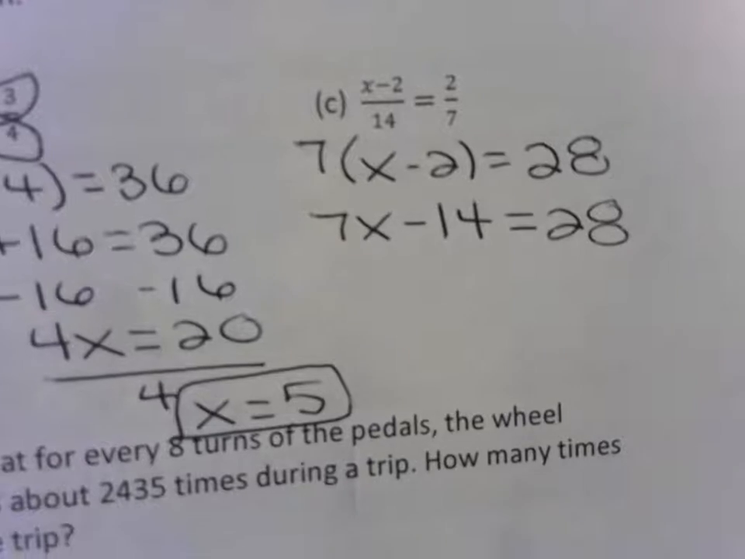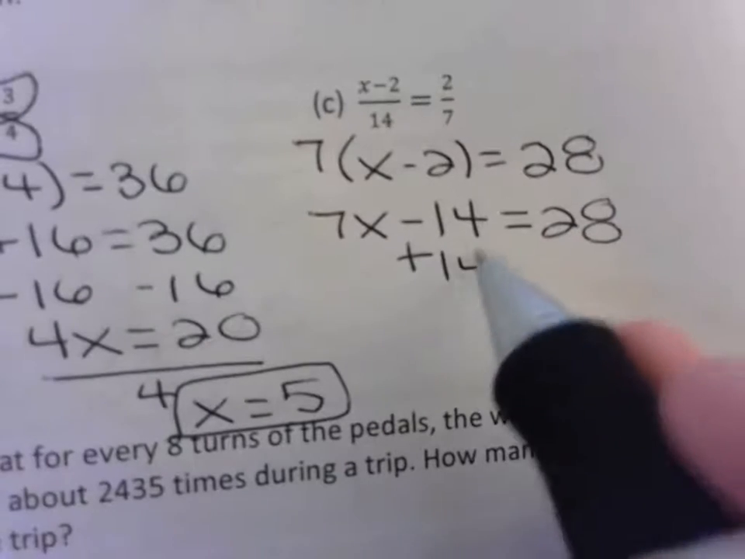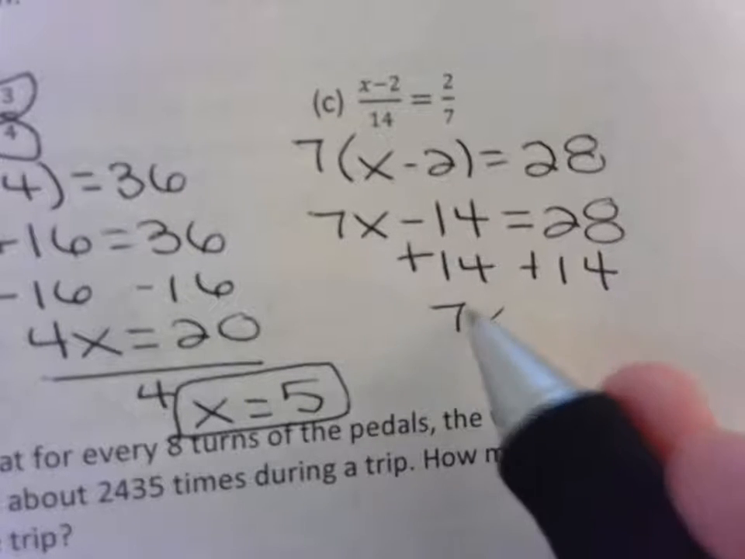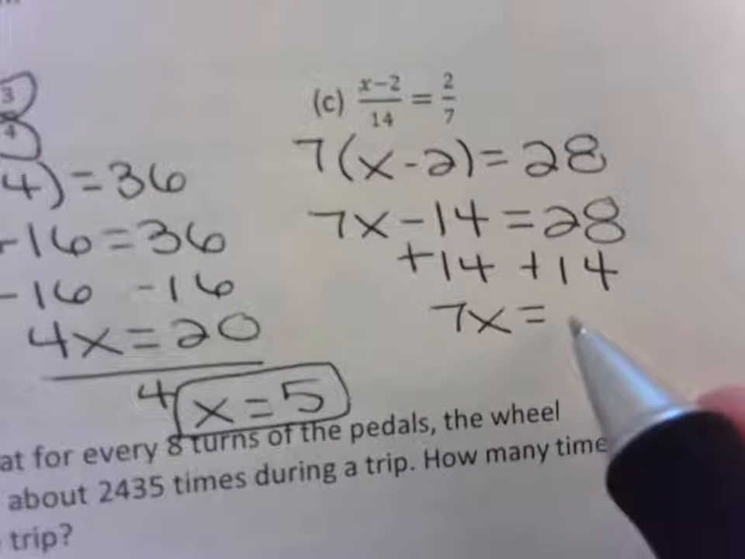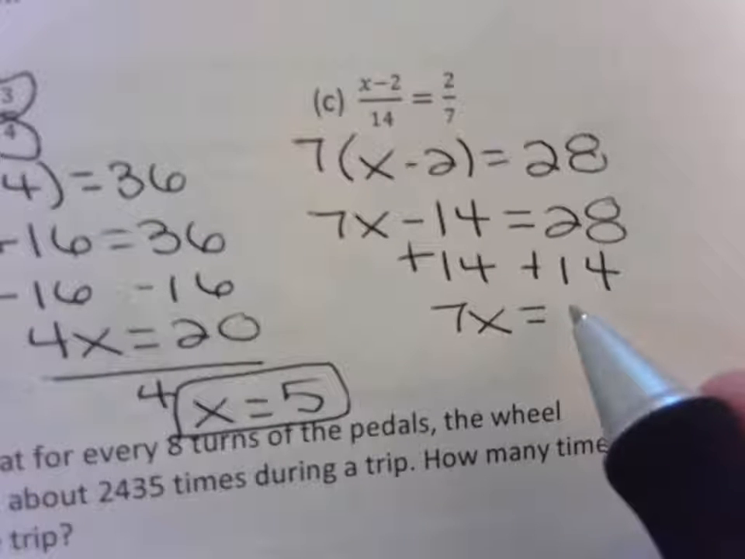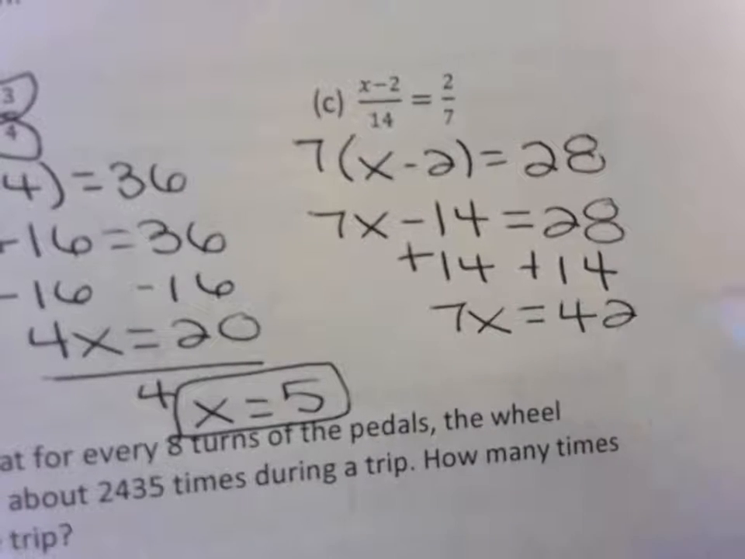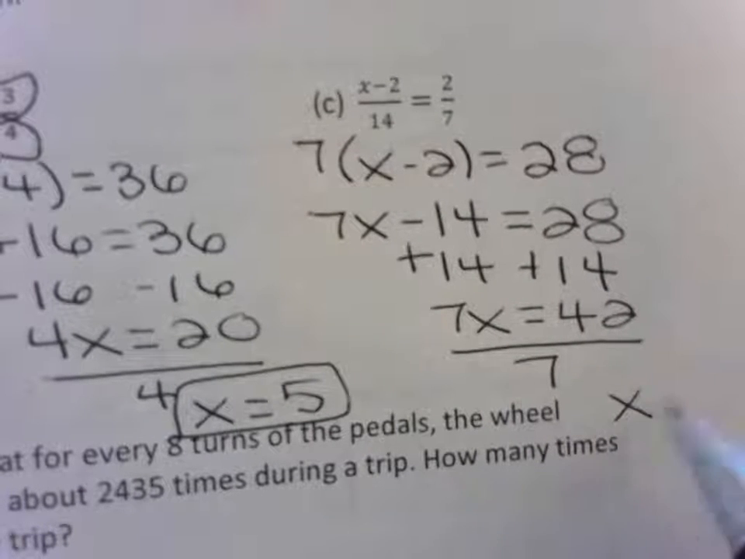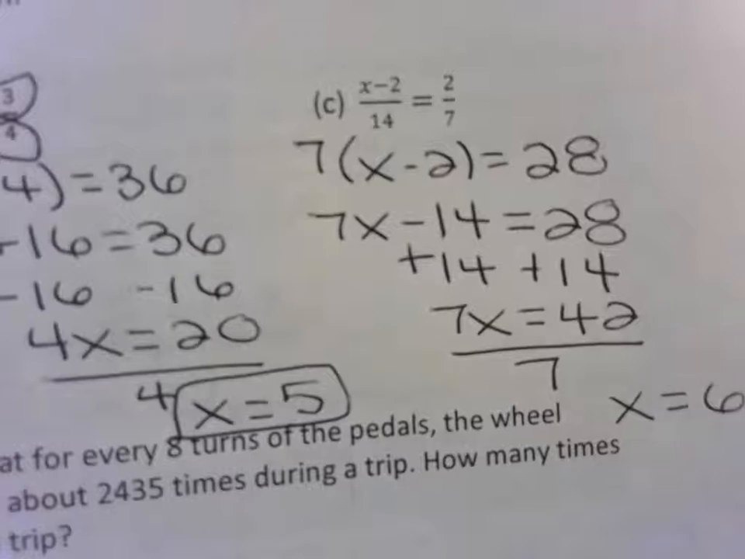What do I do next? Add 14. Add 14. 7x equals 28 plus 14. 42. Divide by 7. X equals 6.